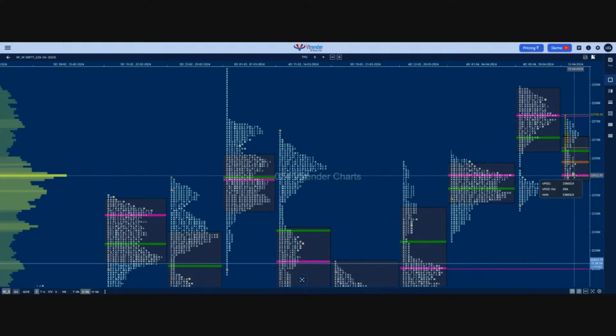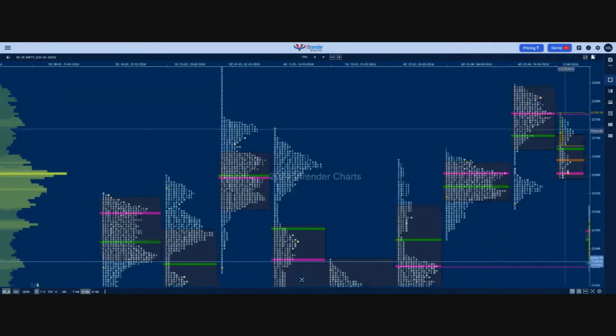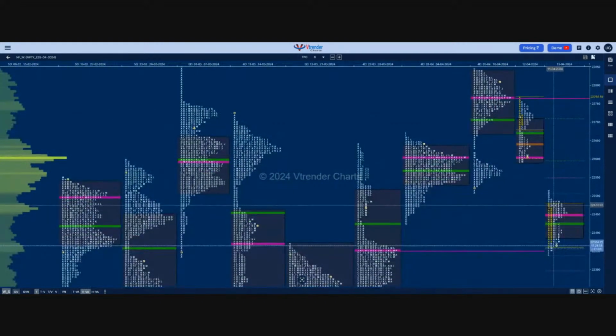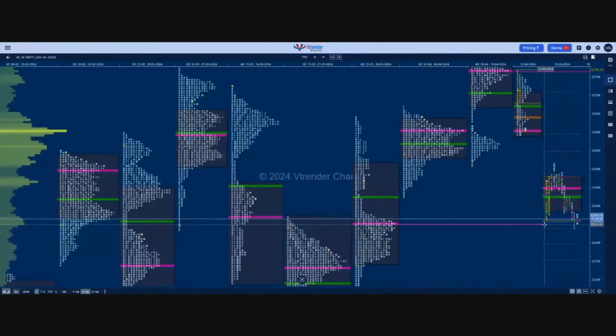So this POC was our reference along with the VWAP. As long as we would remain below this, we were on for tagging this weekly POC on the downside, which is 22354. And that is what happened today. We opened with a big gap down, and in the open we took support right above this weekly POC. But then when it made an attempt to probe higher, it got rejected at this value area, and then we went on to tag this weekly POC.